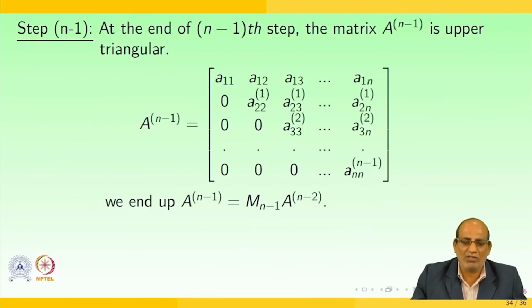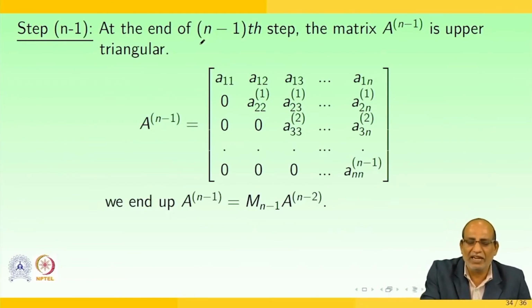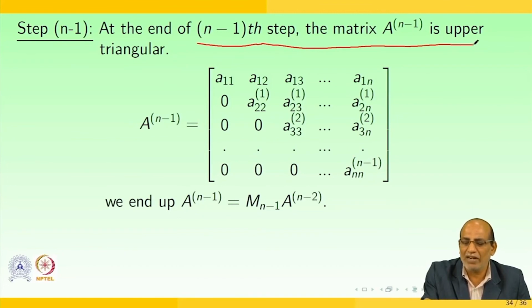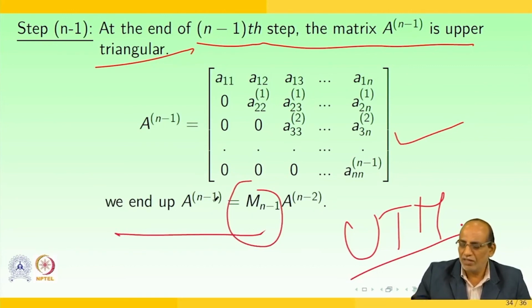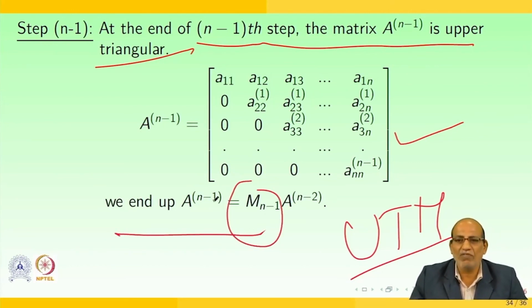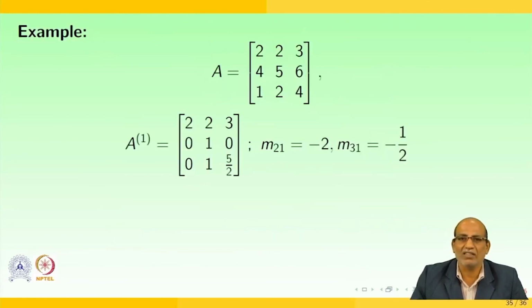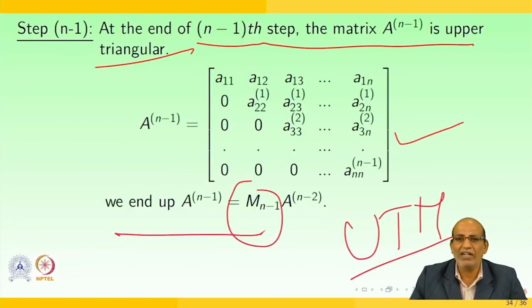Now at the end of the n minus 1 steps, the matrix A^(n-1) becomes an upper triangular matrix. So I have got the upper triangular matrix. This is the matrix which I get just before the multipliers. Now further, if I simplify that, I get the lower triangular matrix as well as the upper triangular matrix.